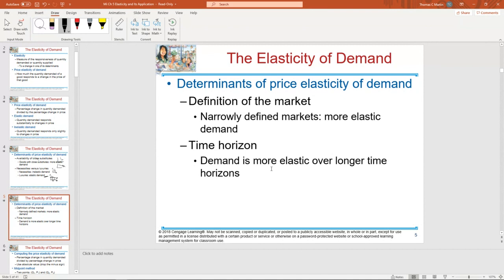Okay. And the last one is time. Over time, we looked at the gas. We said, yeah, that was inelastic.